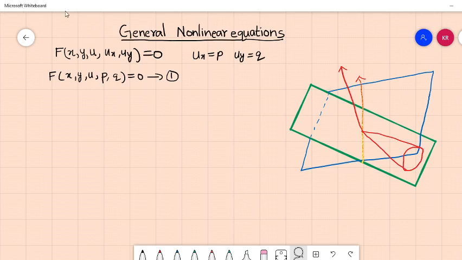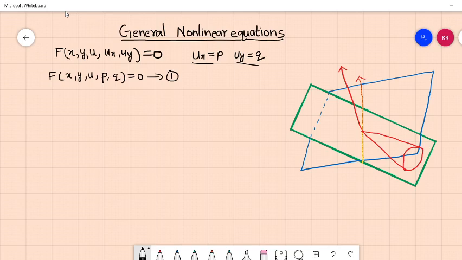So this is the general form of a nonlinear equation. It is f of x, y, u, u_x, u_y equal to 0. Here u is a function of x and y. Suppose we denote u_x by p and u_y by q. Now I can write this as f of x, y, u, p, q equal to 0. Now we will see how to solve such nonlinear equations.